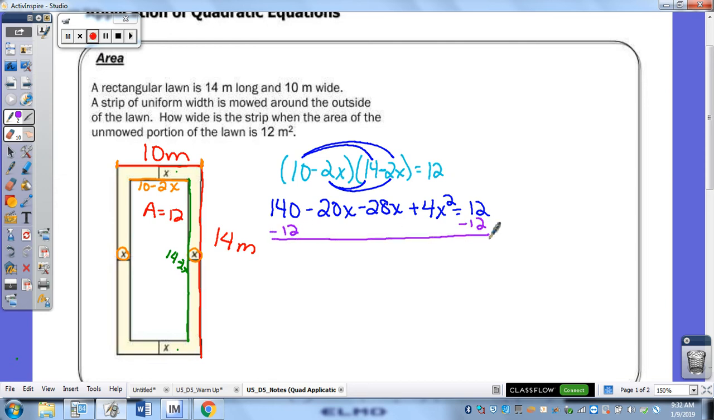Subtracting our 12 over, 140 minus 12 would give us 128. Combining also our x's, we get a negative 48x. And then plus our 4x squared still. That didn't have anything to combine with, so that stays as 4x squared equals 0.